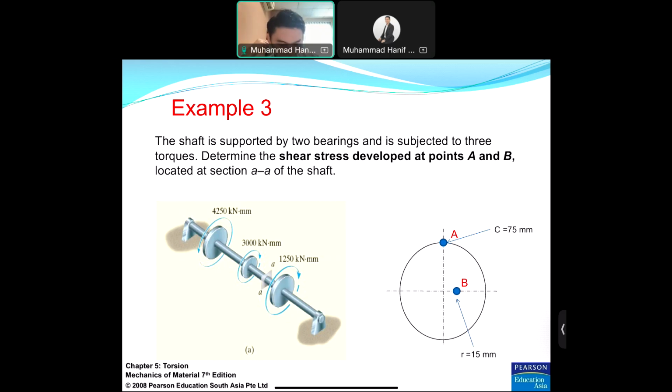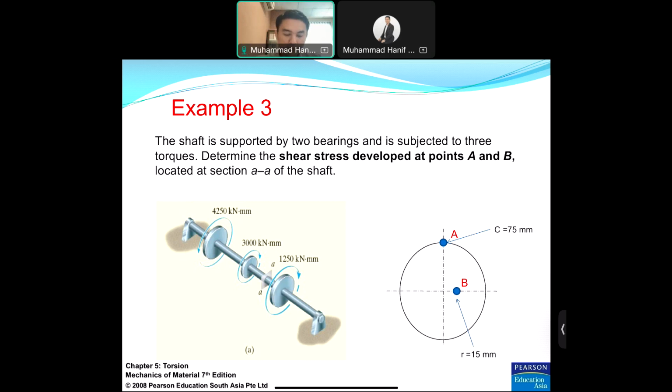But before that we have to understand how to determine the internal load. You have many external loads in the system, but depending on the question, where is the location? So you have to determine the internal load at that particular location.